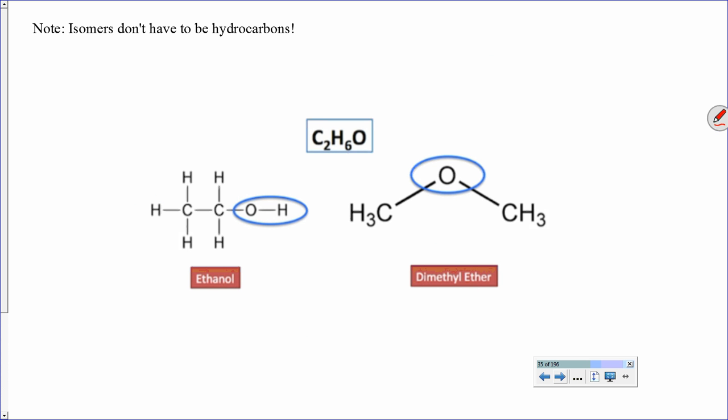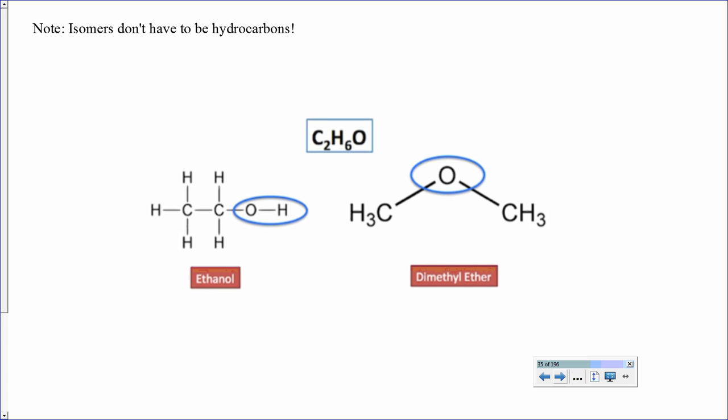One thing I do want to point out about isomers is that they do not have to be hydrocarbons. As we begin to talk about functional groups, we'll look at compounds called alcohols versus ethers. Ethanol is drinking alcohol that once you're 21 you can legally consume, and if you consume it in moderation, you can be around it with a good deal of safety. However, everybody knows how fun safety is.